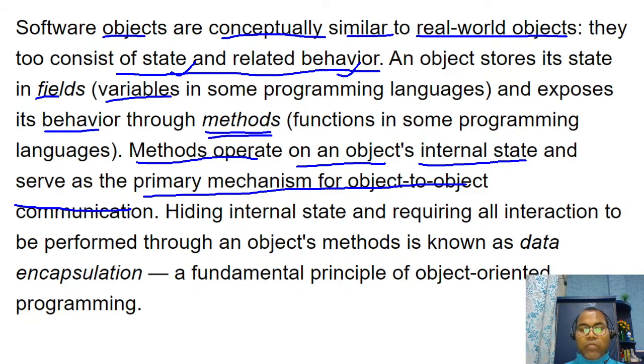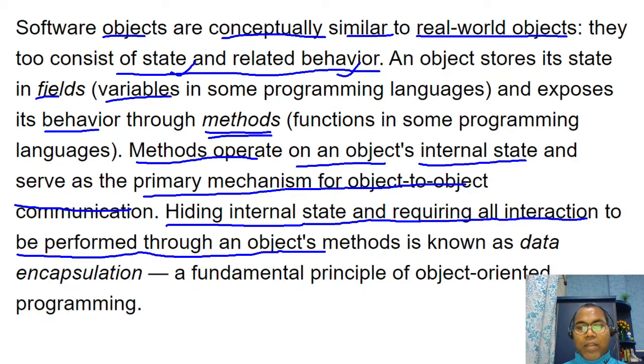Methods operate on objects, and internal state serves as the primary mechanism for object-oriented communication. If you want one object to communicate with another object, they take the help of methods. A method passes some object as a message, and another method takes it as input. Hiding the internal state and requiring all interaction to be performed through the object's methods is known as data encapsulation. This is one principle: encapsulation. All the variables are accessed from outside the object through its methods. We are encapsulating the data inside the object, and if some other object wants to access that data, it has to use the methods.